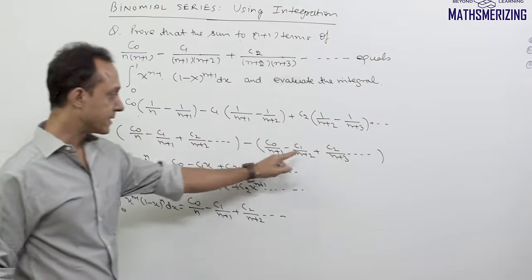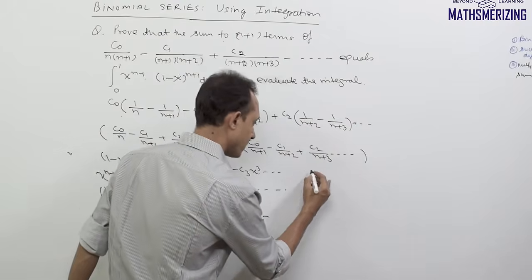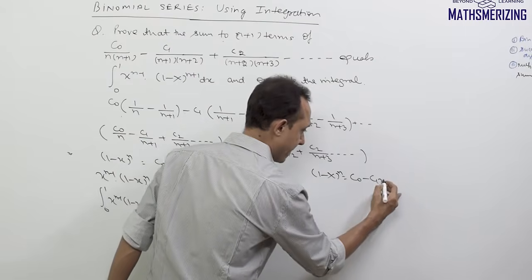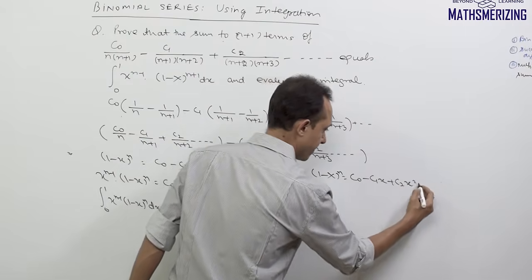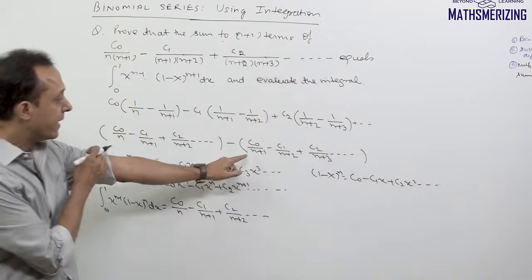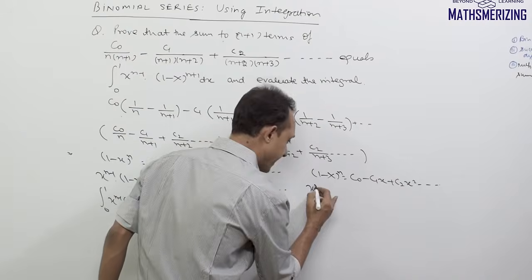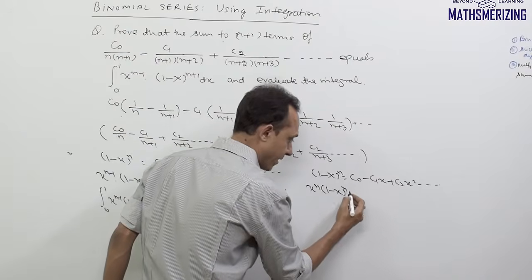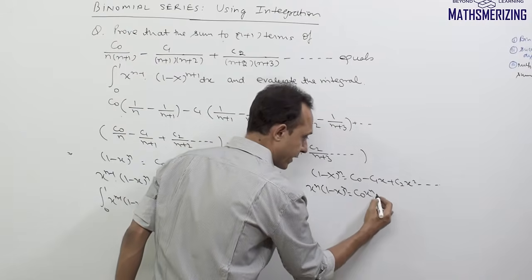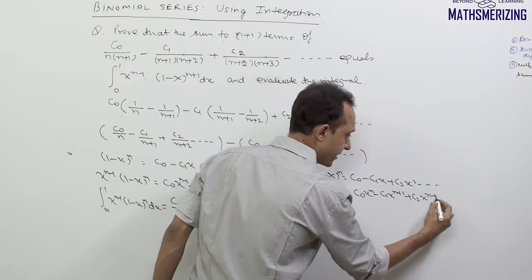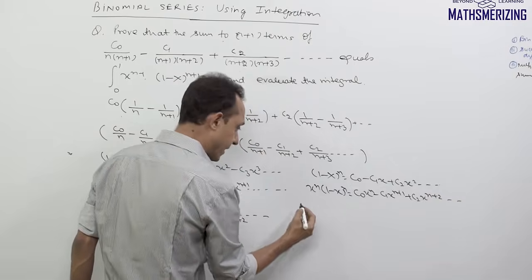Now for the second series, I'll write again (1 minus x) to the power n, which will be C0 minus C1x plus C2x square. Now here I need n plus 1, so I'll multiply it with x to the power n. So if I multiply it with x to the power n, I'll write (1 minus x) to the power n x to the power n: C0 x to the power n, minus C1 x to the power n plus 1, plus C2 x to the power n plus 2.